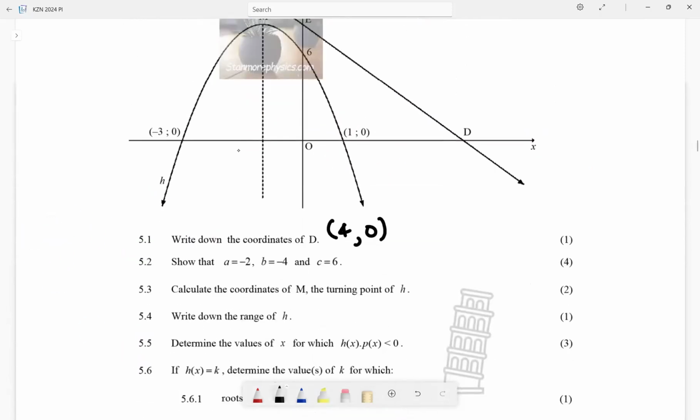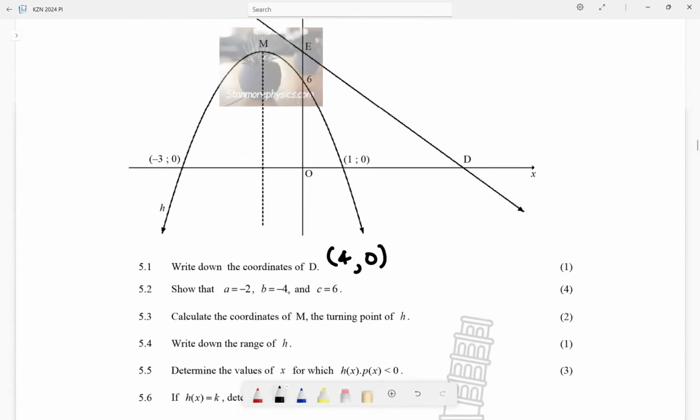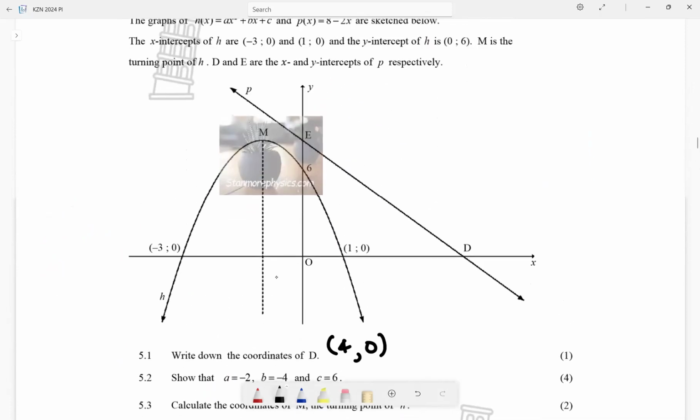Now they want us to find what? The coordinate of M, the turning point. Now the coordinate of M, remember, you just want to find x. Remember, how do I find x? I can say x coordinate of M is equal to negative 3. I'll show you the other step. Negative 3 plus 1 divided by 2, which is negative 1.